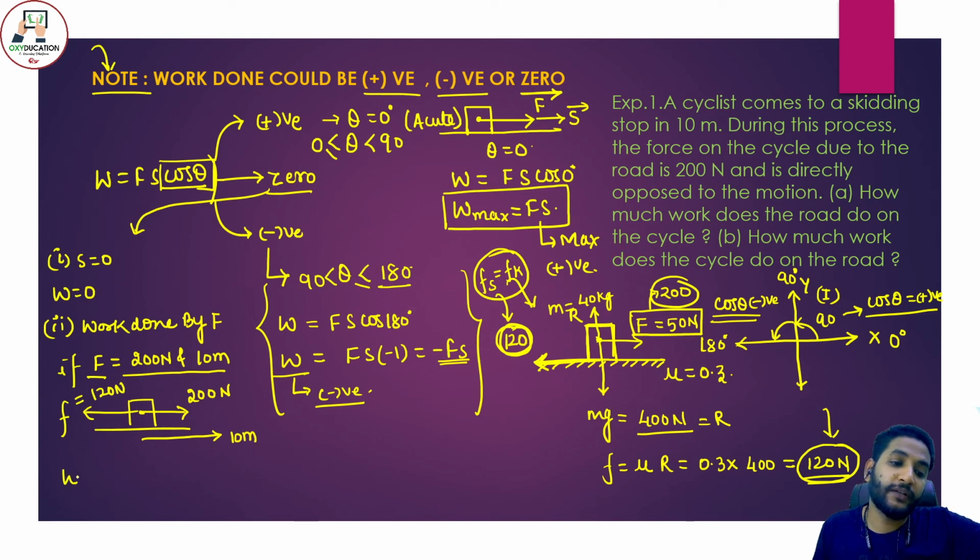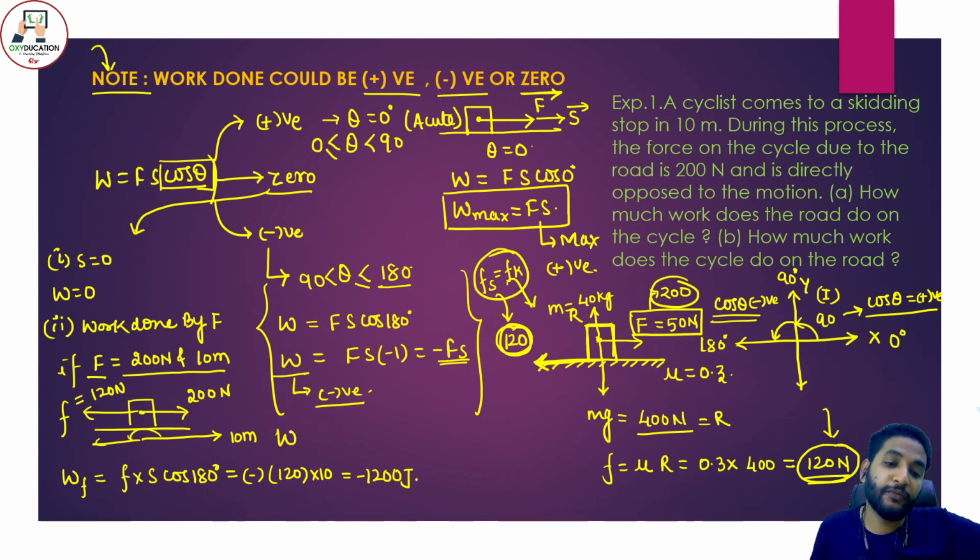So what is the work done by the friction force? That is F into S cos 180 degree. There is 180 degree between the displacement and the friction force. So that will be a negative work done. So it will be multiplied by -1, friction is 120, displacement is 10. So we can say this is nothing but -1200 joule of work done.